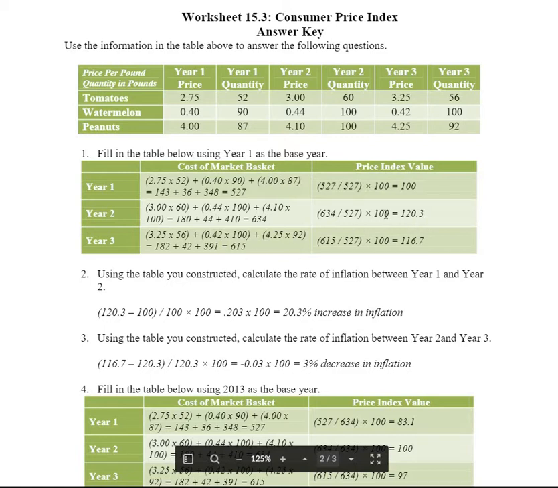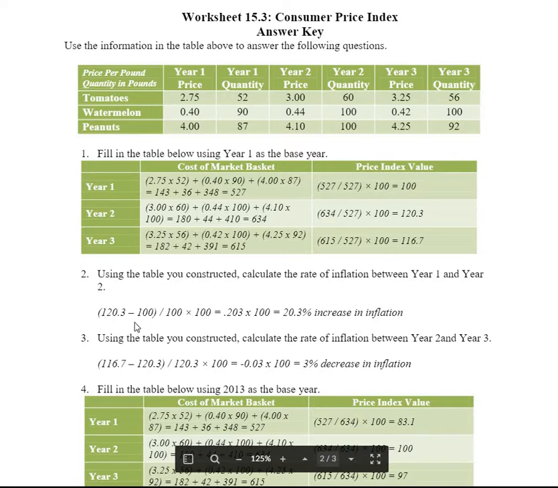And then for the price index value for year three, you do the same process. You get 615. Notice how the price of the market basket went down this year. So that'll be an important thing to keep in mind for later. All right. So for the price index value, you do 615 divided by 527 times 100. You get 116.7.